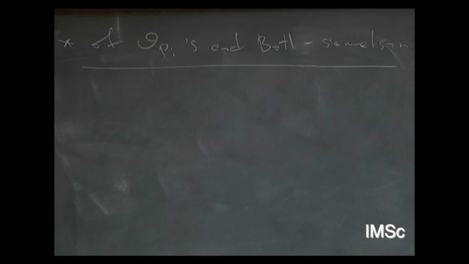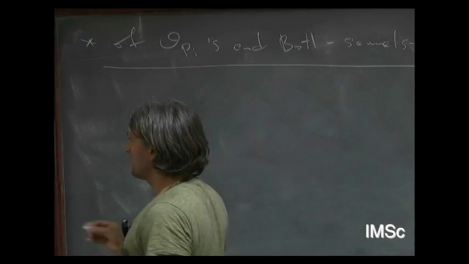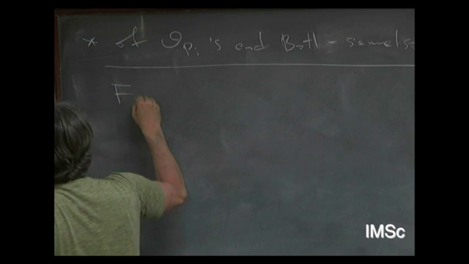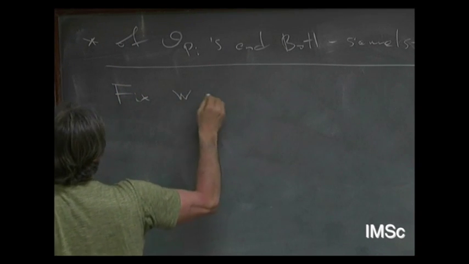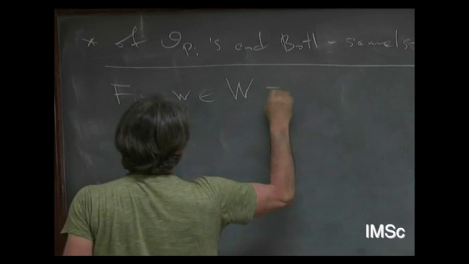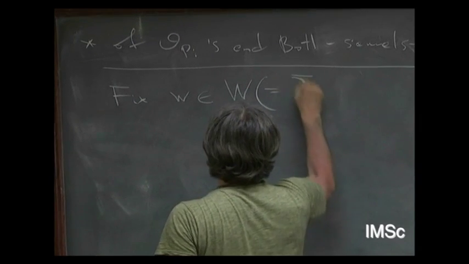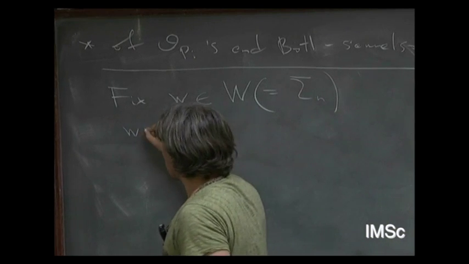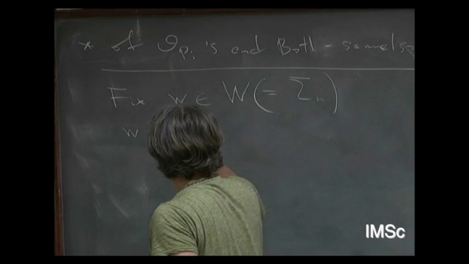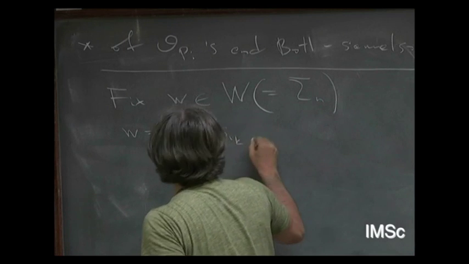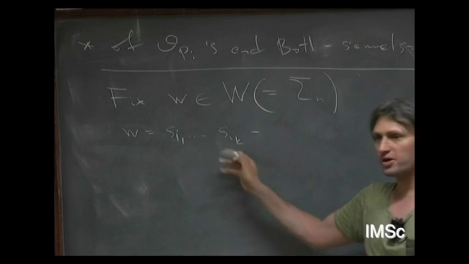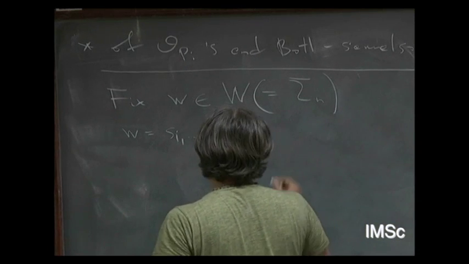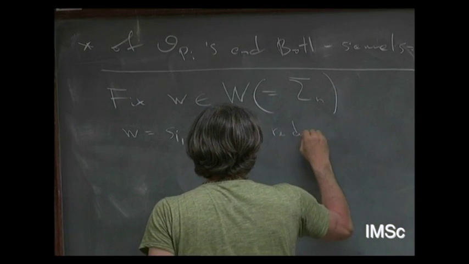So let's fix an element w in the Weyl group, which in our case is just the symmetric group. And a reduced expression: the minimal length expression via simple reflections, or via generators, so a reduced expression.